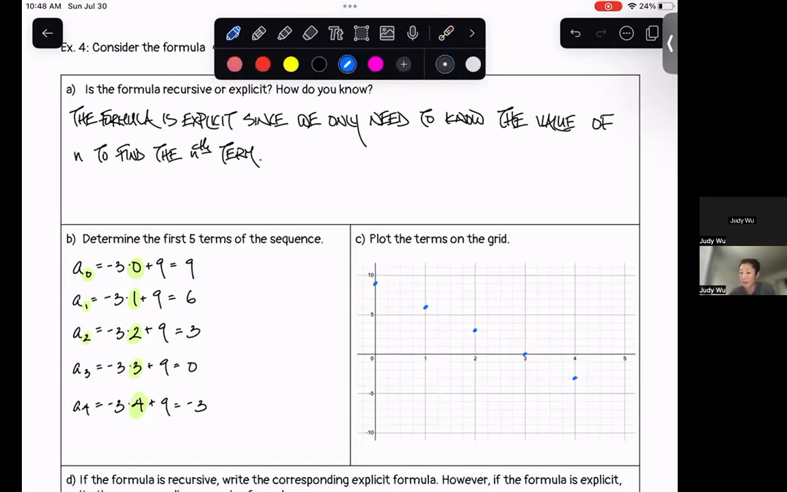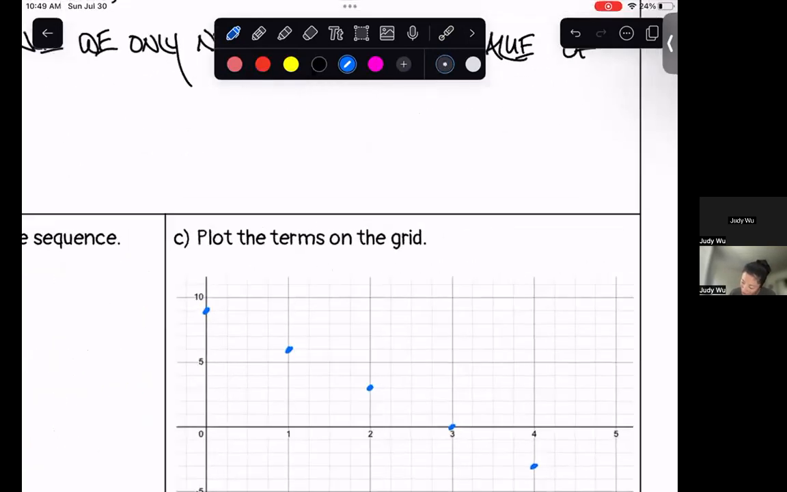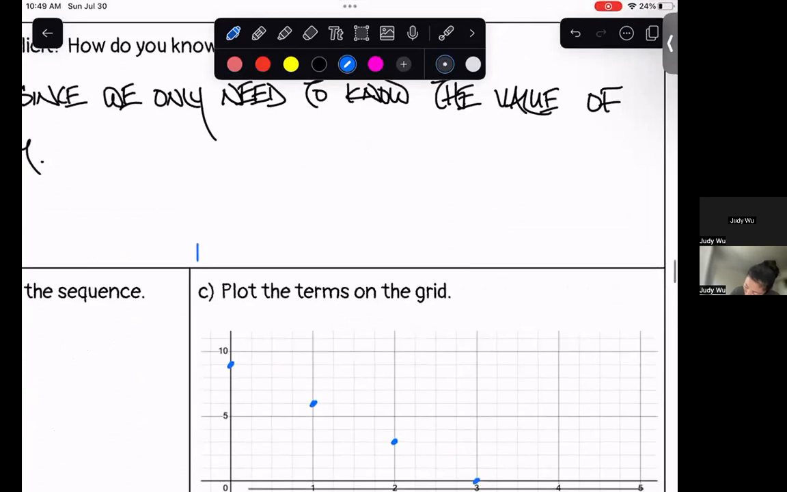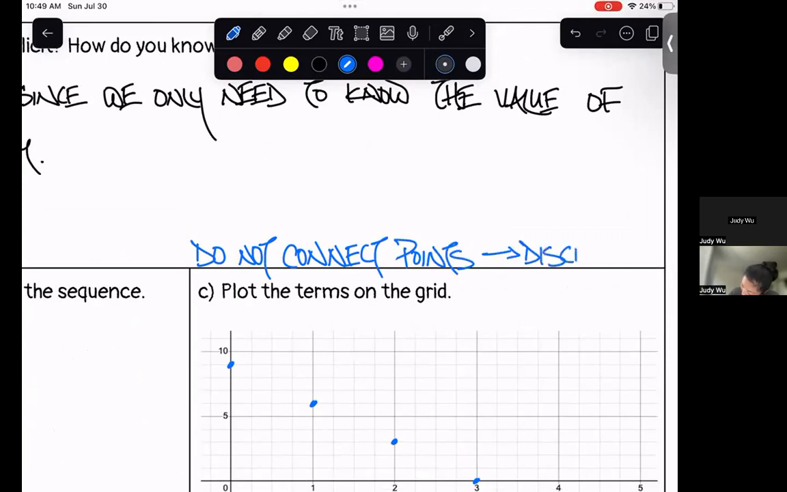So if you connect all of them, then what you're telling me is you don't really understand what a sequence is. Okay, so to show me that you understand it's a sequence, we leave our dots, we do not connect them, and that's fine. Okay, so let's leave that note for ourselves. Do not connect points. The reason being this is a discrete function.